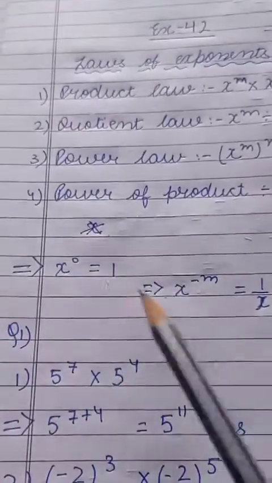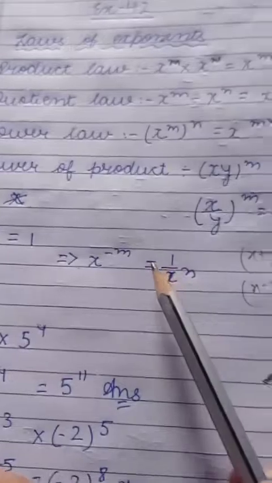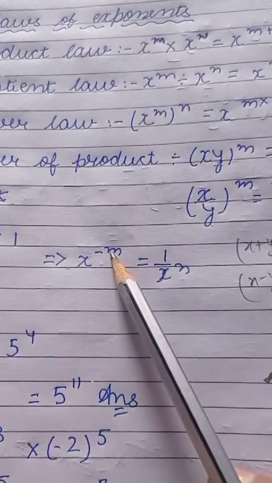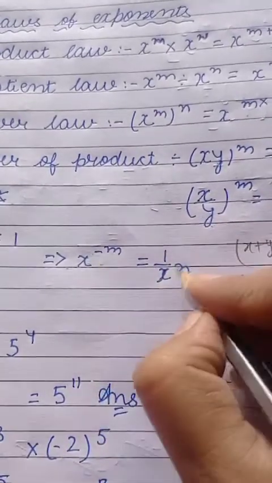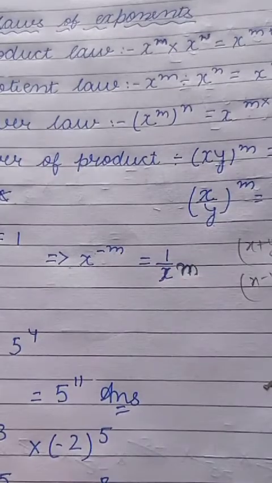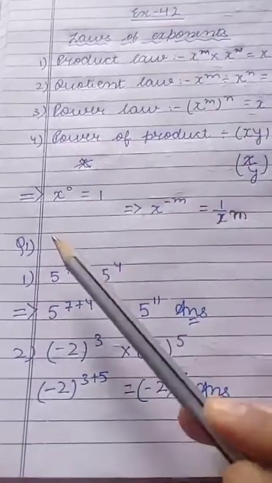This you can't write. Clear? Now next is anything raised to the power 0 is equal to 1, which I have already discussed with you. And another thing, how to change a negative power to positive. Here a negative power is there. You want to make it positive, change the position. It is in the numerator, take it to the denominator, it will become positive. Clear? Based upon these laws, exercise 4.2, question number 1.